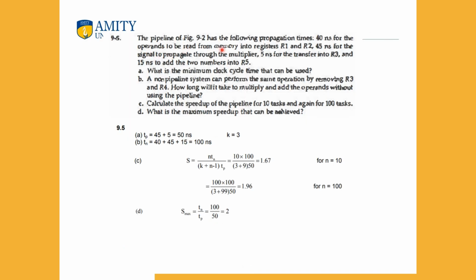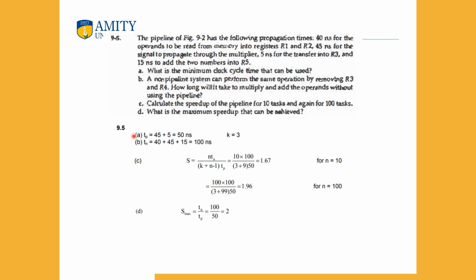Next question is, the pipeline takes the following propagation times: 40 nanoseconds for the operands to be read from the memory of registers R1 and R2, 45 for the signal to propagate to the multiplier, and 5 to transfer R3 to R5, 15 to add the two multipliers into R5. So this will be according to a diagram where they have a pipeline system, and these were the times for the different tasks. So our task is to calculate what is the minimum clock cycle time that can be used in part A.